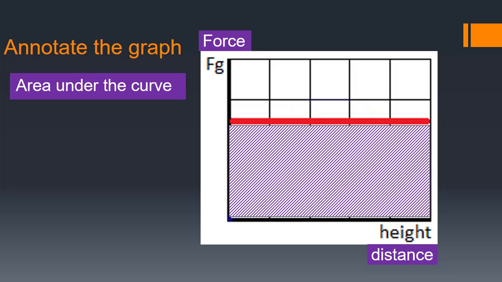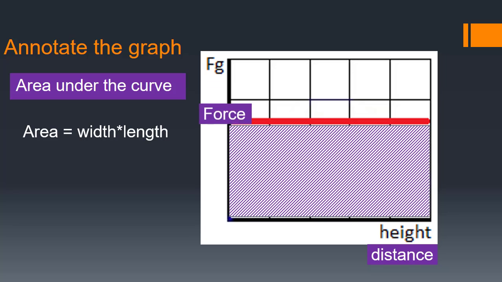What shape is formed between the x-axis and the line of our graph? It's a rectangle. And how do you find the area of a rectangle? You take the width times the length. Okay, simple so far. What is the width on our force distance graph?